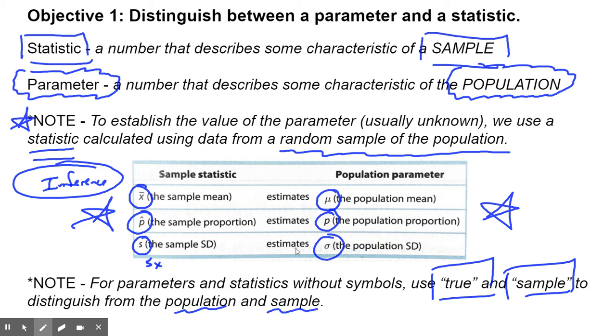That's all about when you're talking and identifying. So again, if you would try to use the math type in Edulastic to get your X bar and your P hat, P hat and mu and P and sigma. P hat is tougher to get, so if you just put P hat, that'd be fine. But X bar, you should be able to get X bar pretty easily.